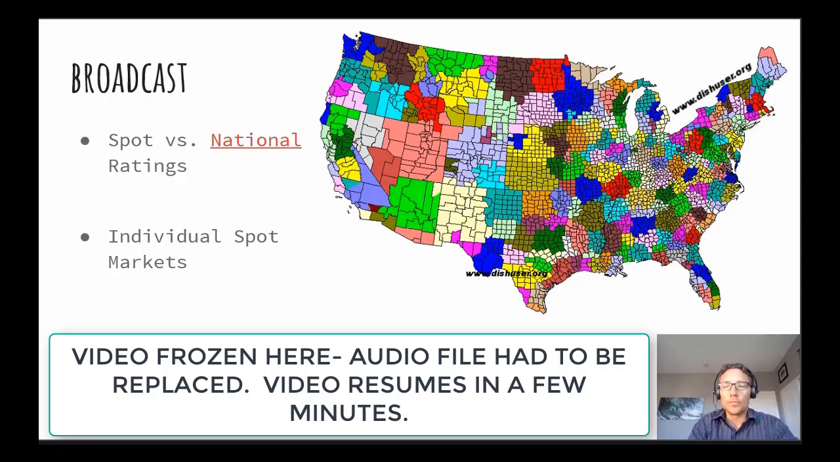Now, a national buy is when you run your ad across the entire US. So, for example, if you're putting an ad on CBS Evening News and you want that 8:30 time slot and you're going to run it on every affiliate that picks up CBS across the US, then you would do a network buy.